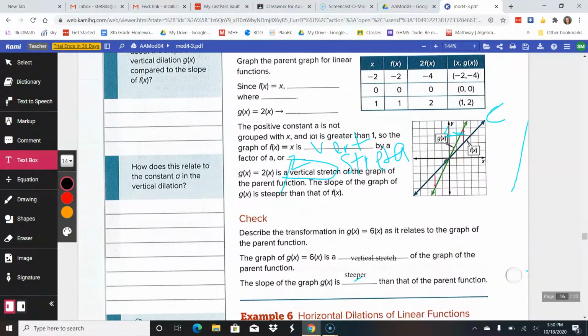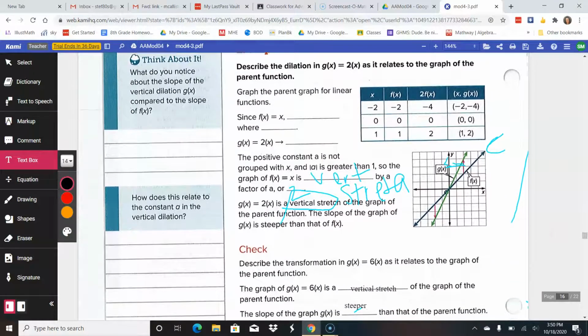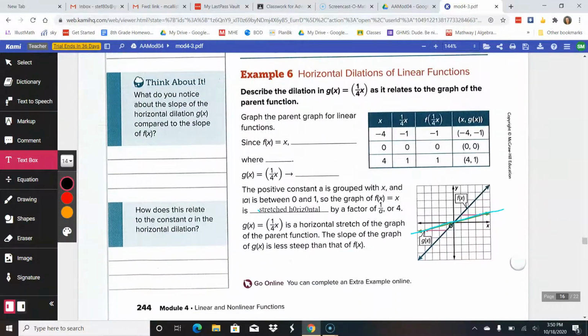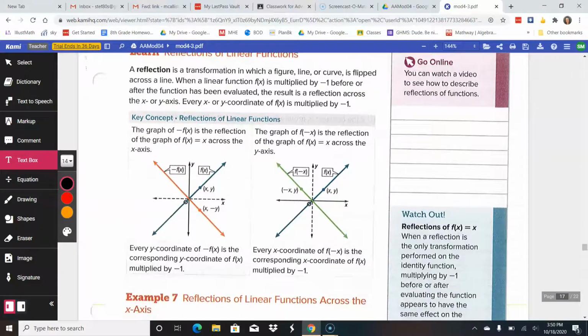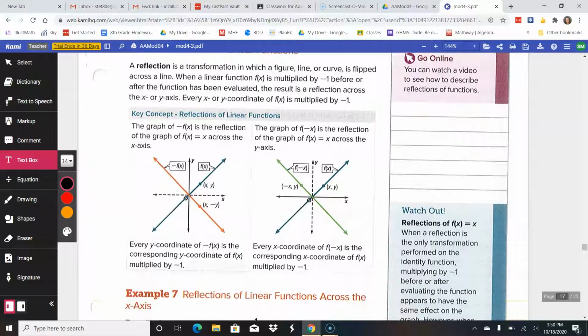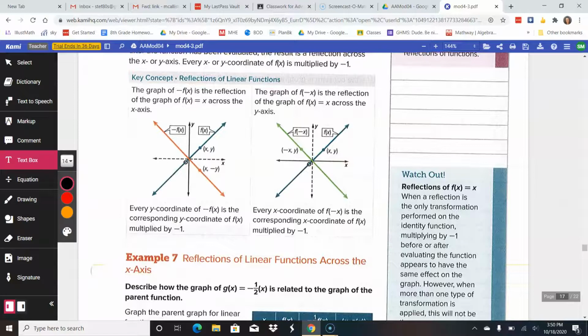Here it's above the parent function as I look from left to right, and that might help you. This is going to be above the parent function. That's below the parent function. If I'm taking a look here at my linear reflections, in this case it's going to be a reflection of the actual parent function.